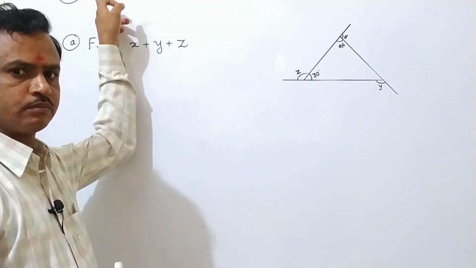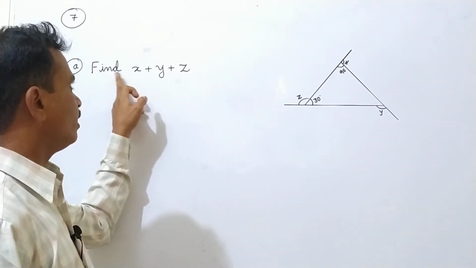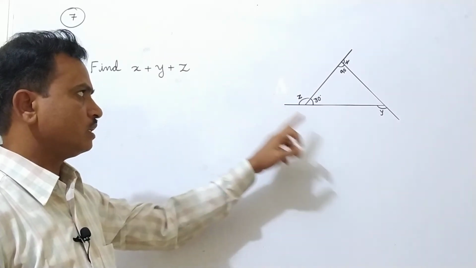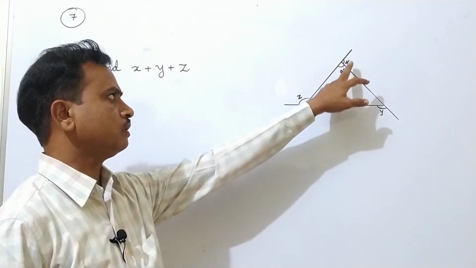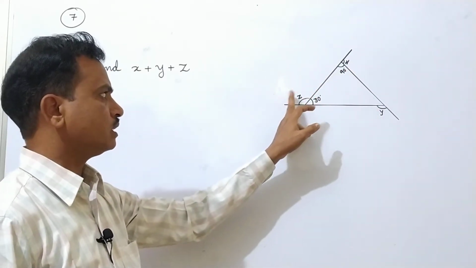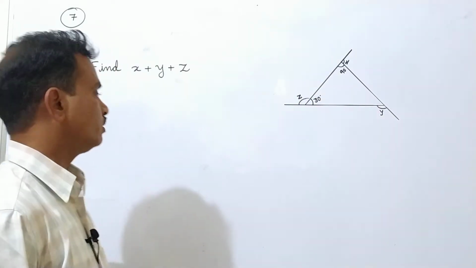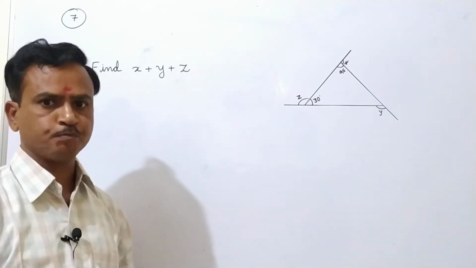Question number 7. A question, find x plus y plus z. Here is the given figure. In this figure, here x, then this one is 90 degree, and this one is z, 30 degree, and this one is y. According to this question, we should find the sum of x plus y plus z.